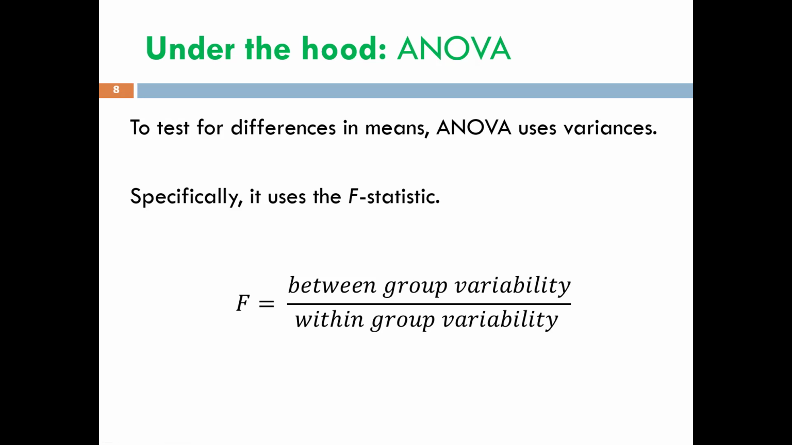Now, the F statistic is calculated as the ratio between group variability, which is really the variance accounted for by systematic group differences, and within group variability in the denominator, which is often called error, but is variance that was not accounted for by systematic group differences, so the rest of the information.